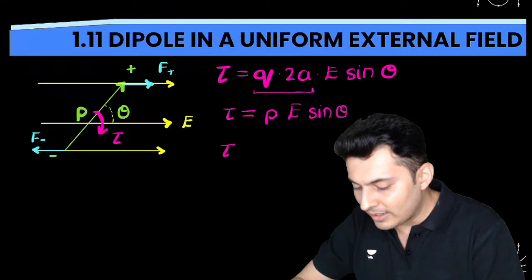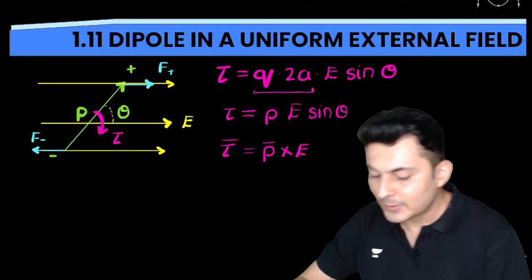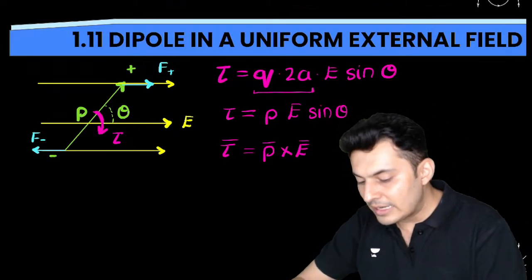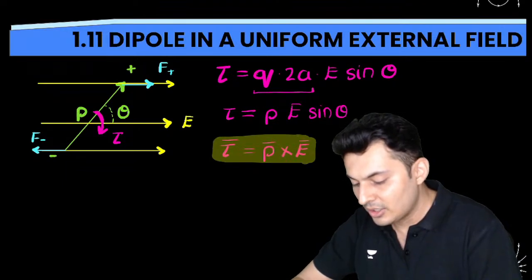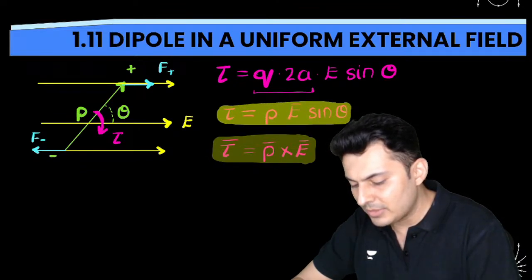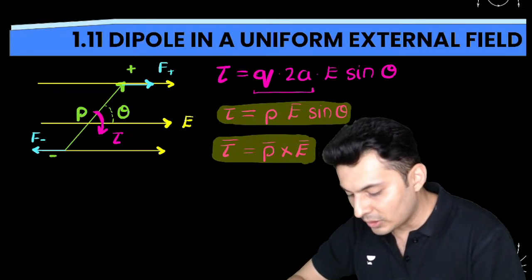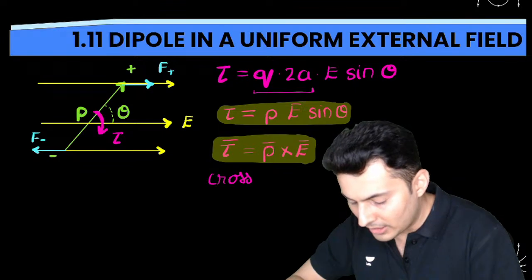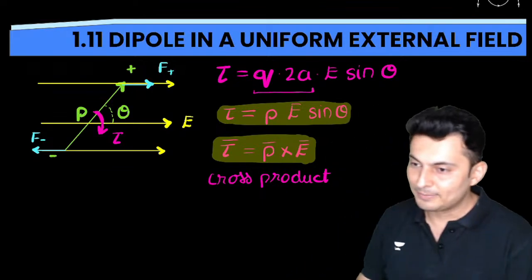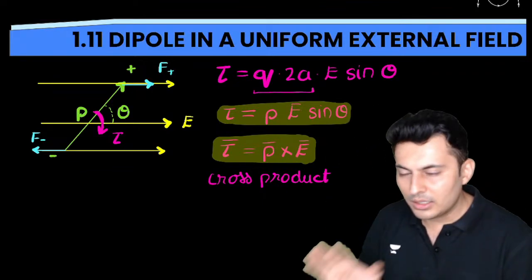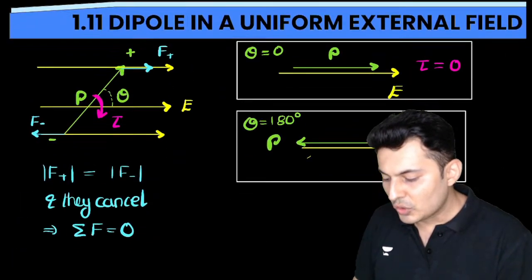That reminds me of the cross product, vector product, vector multiplication. So, why not write it in the vector form, and this will become P cross E. The earlier equation is just the magnitude. This one is a proper vector equation. So you can remember both. It's one and the same thing, just writing it in magnitude form or in vector form. This is the cross product, or vector product, you can say. Very important formula. Everybody with me? Understood? Can we move ahead?